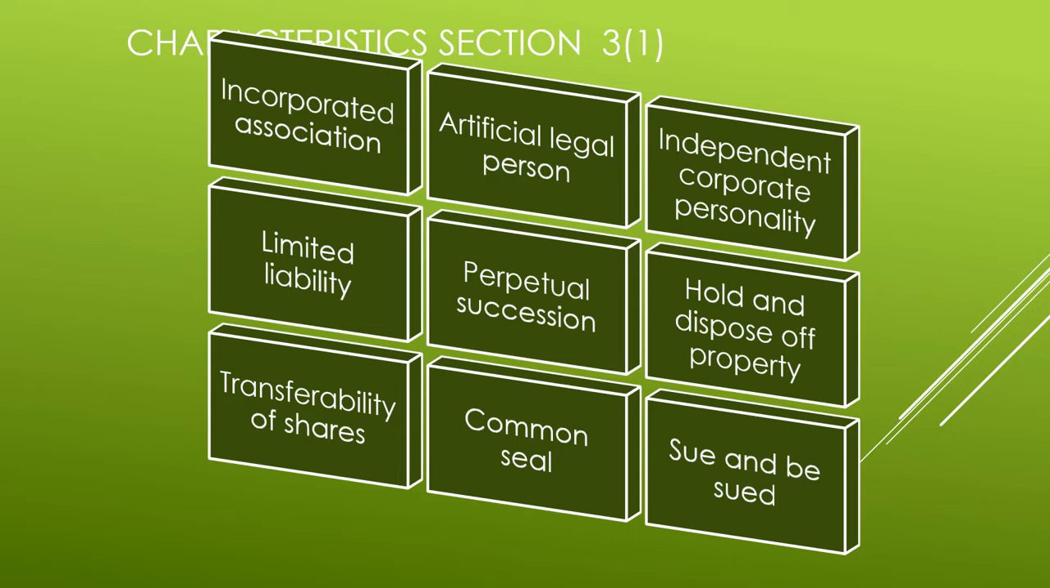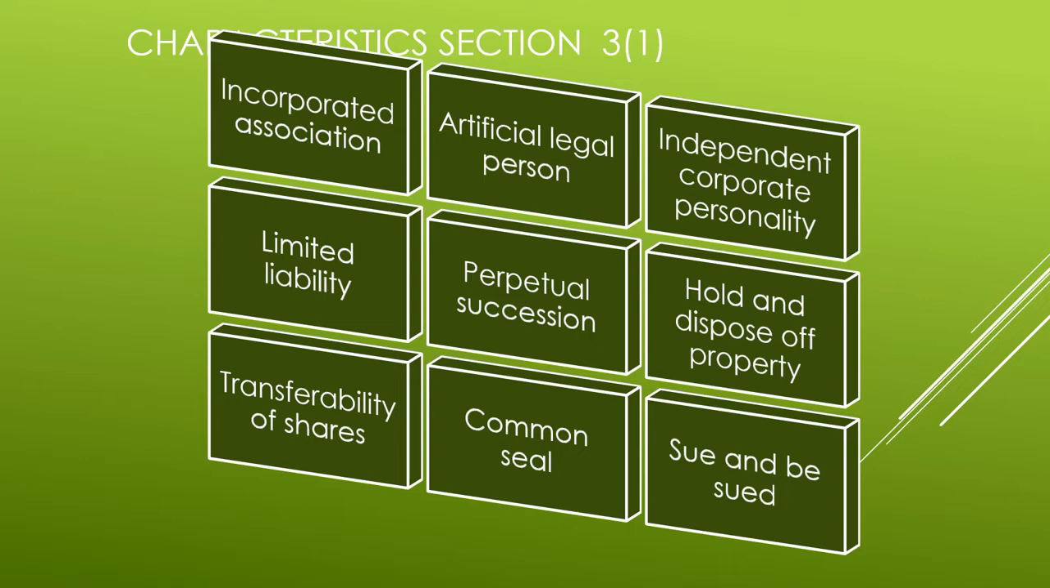Now, a company once registered becomes an artificial legal person. Be careful, this is very important, because you and I are legal persons. We are able to enter into contract provided we are 18 and have the capacity to contract. We can sue and be sued, we can buy property, we can sell property in our own name. So we can enjoy all proprietary rights as a natural person.